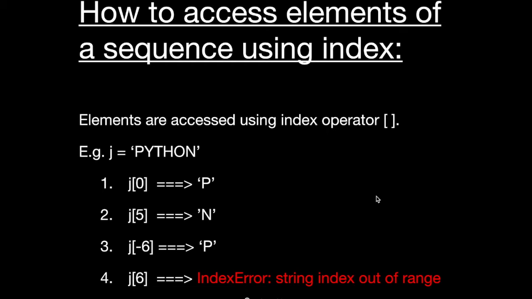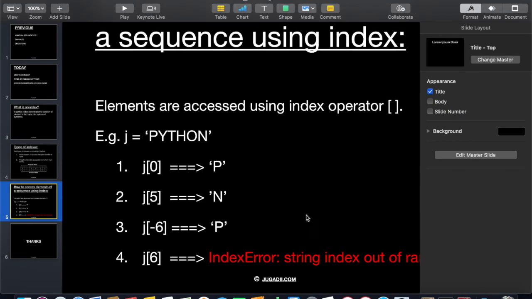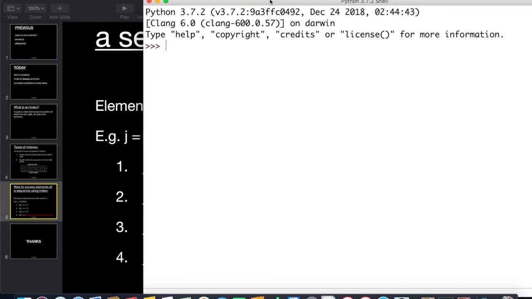How to access elements of a sequence using an index? Elements are accessed by using the index operator, the square brackets. Let me consider this example in my IDLE, where I will use these indexes to access elements. Just a minute. Let me create a similar example.